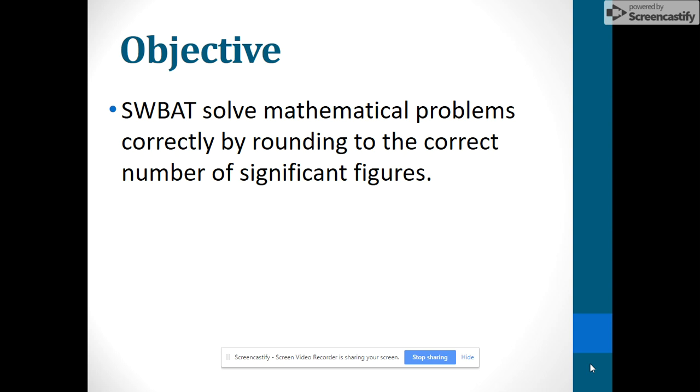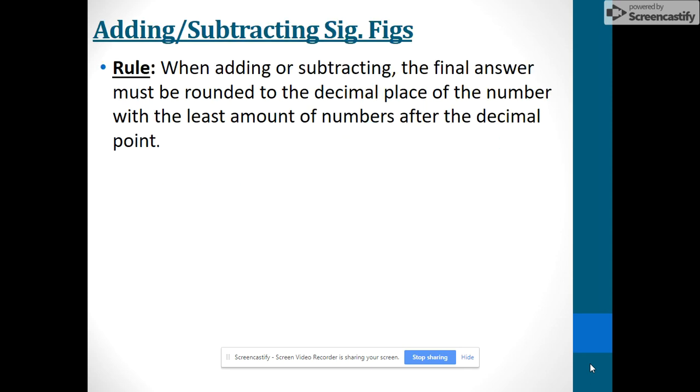So in our last lesson, you learned the rules for figuring out how many significant figures there are in a number. Today we're going to add on to that a little bit, and we're going to figure out how we use significant figures when determining how to round our answers after solving a math problem. So first we're going to look at addition and subtraction.